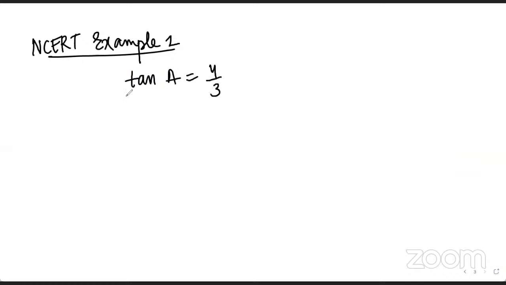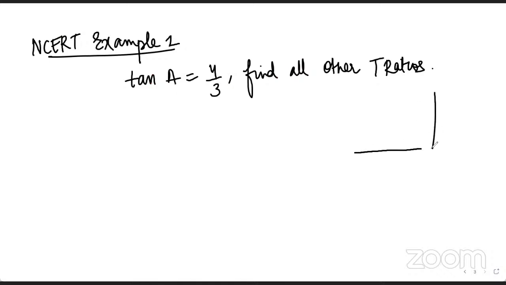Okay, so tan A is given to you as 4 upon 3. You have to find all other trigonometric ratios, right? Yes, ma'am. Okay, now my first step would be to make the right angle triangle. So I'll make a right angle triangle. Okay, so this is my right angle triangle ABC, which is right angle at B.